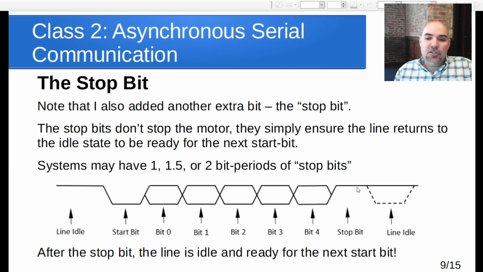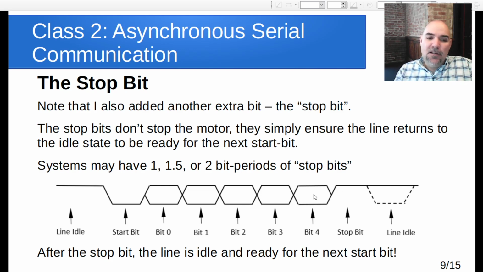The reason for the stop bit is it ensures the line goes back to the idle state and has at least 1 bit's width period worth of holding it at the idle state to be prepared for the next start bit. You notice this dotted line here, that would be another start bit starting another message if one existed, but if it's idle, this will just stay in the idle state, in our case high here. Now some systems might have longer stop bit periods. Generally you have to have at least 1 bit, but you might have 1.5 or 2, or even a longer period where the line remains high.